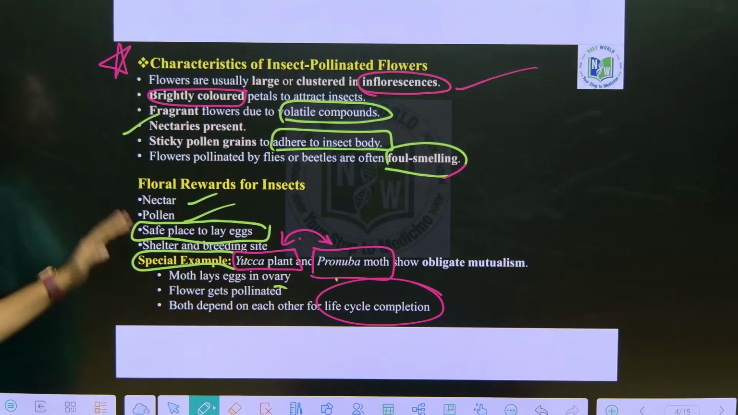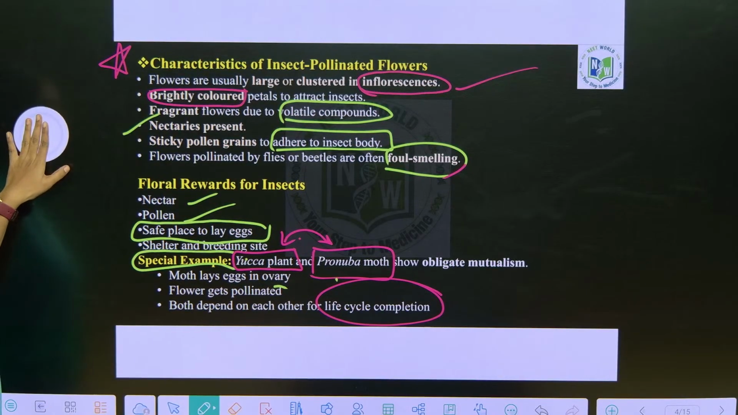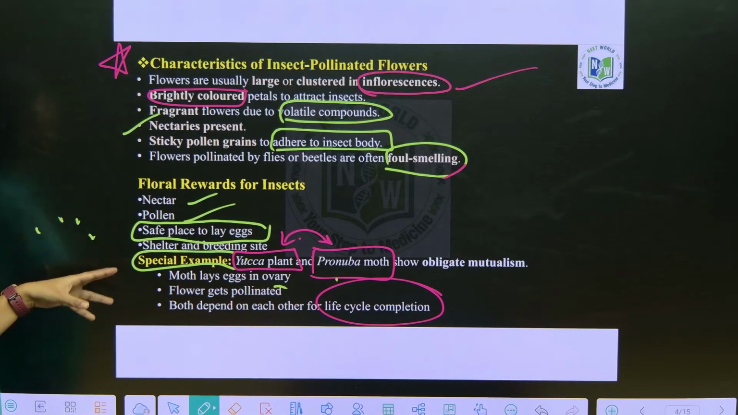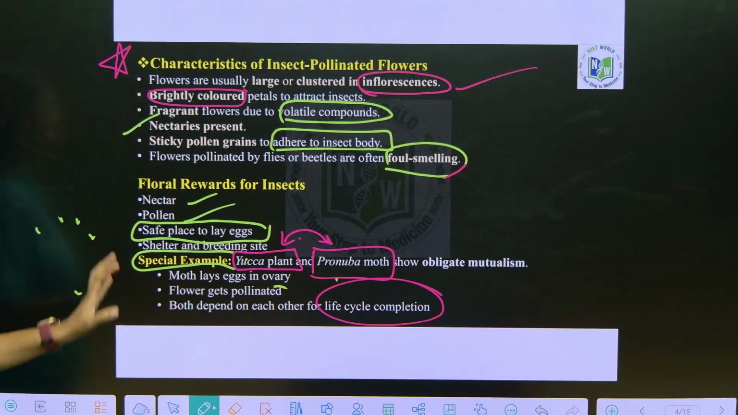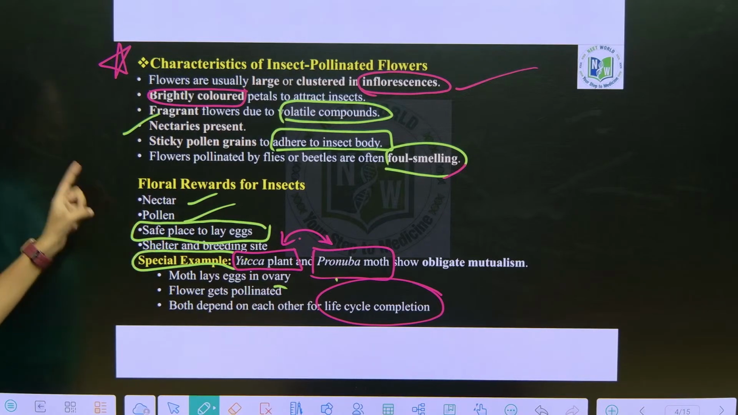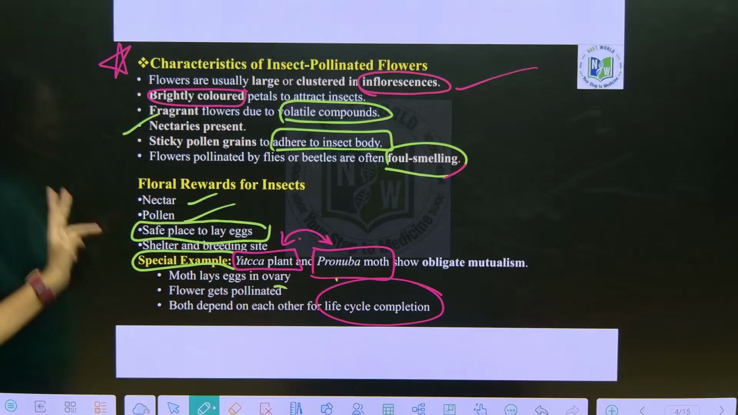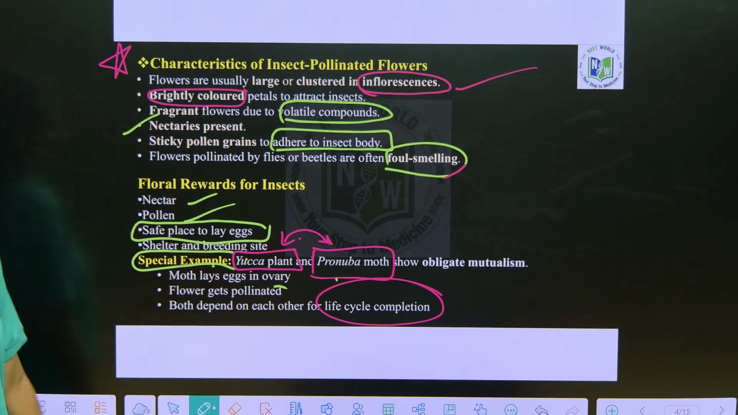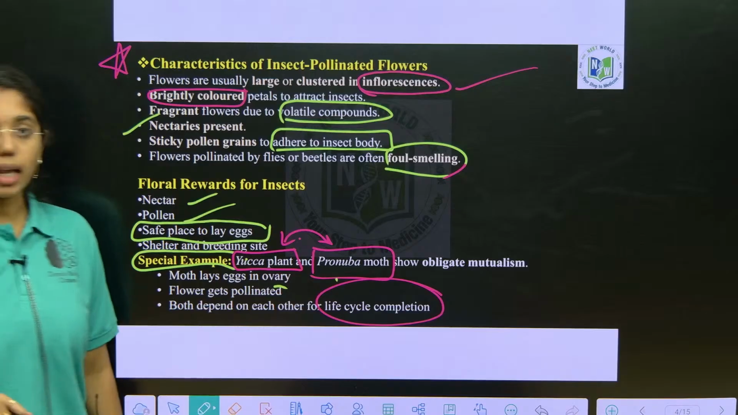So, these are the characteristics of insect pollinated flowers, and the floral rewards given to the insect for its pollination are written over here. The insects are awarded with nectar, pollen which is nutritious, and a special example is a place to lay eggs by the Pronuba moth. Clear? Clear till here? Any doubts anywhere? Yeah. Next.